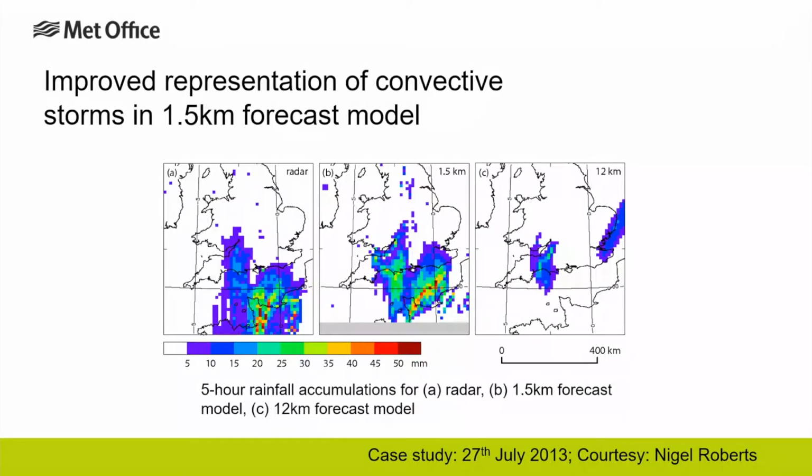And I think you can see that in the parameterized convection, the rainfall is just too light. We're not getting anything like the accumulations that we observe in the radar, whereas in the convection permitting, we're doing a much stronger job there.